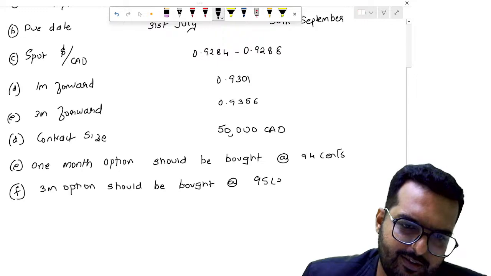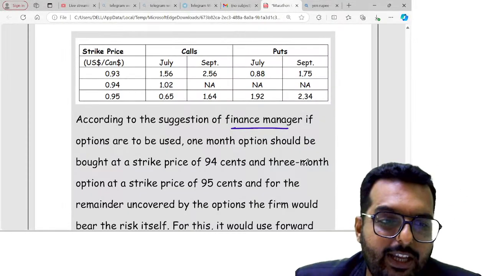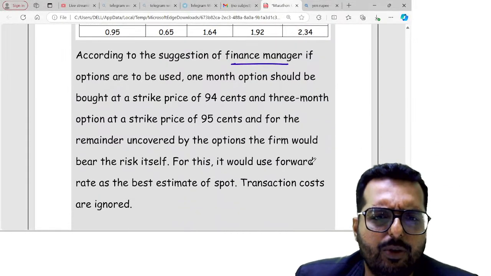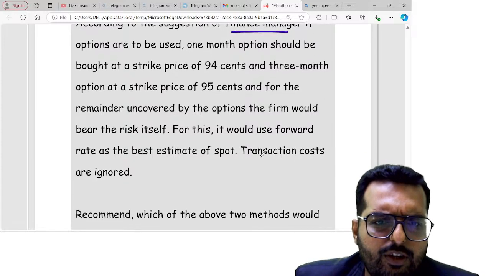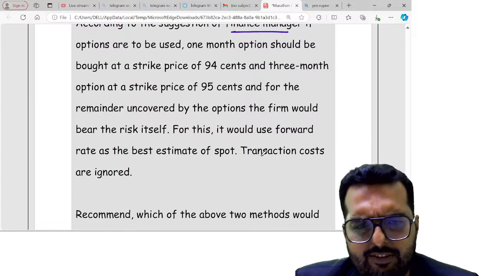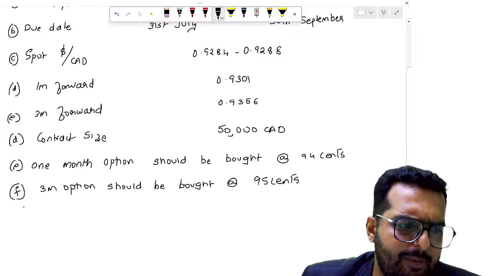So once this question is clear, friends, then solving becomes very, very easy. That is the power of basic data. For this, we would use the forward rate as the best rate. As we already told, the forward rate is the best estimate of the future spot.